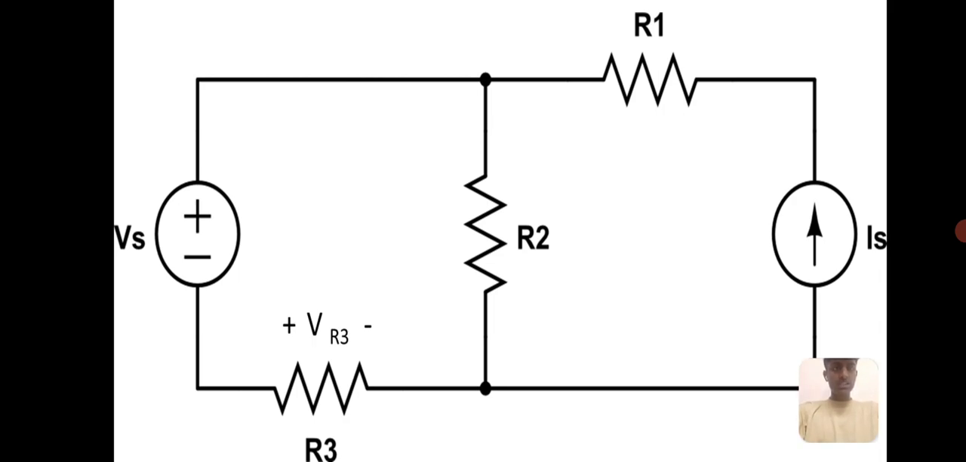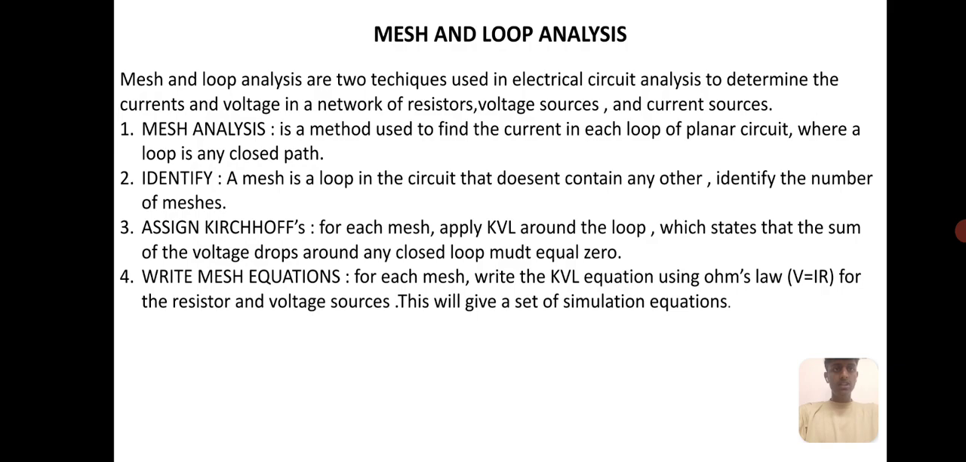So resistances R1, R2 are present, and R3 also is present, and a voltage source and current are present. So what is mesh and loop analysis? Mesh and loop analysis are two techniques used in electrical circuit analysis to determine the current and voltage in a network of resistors. Voltage sources and current sources are the main parts required for mesh and loop analysis. What is mesh analysis?